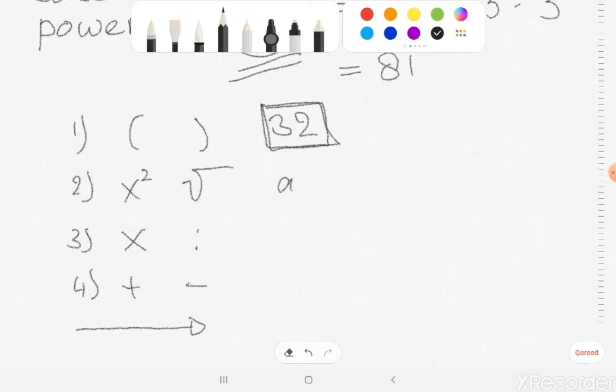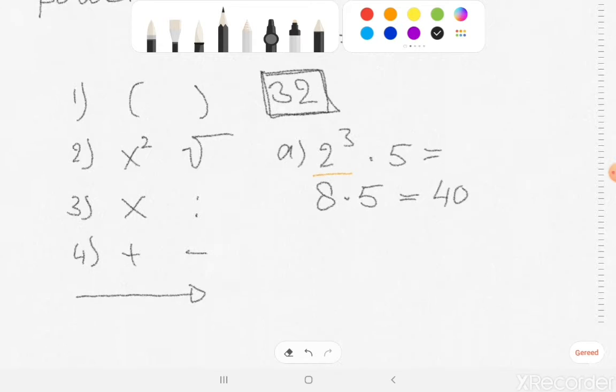So if you look at exercise 32, the first one, A, is 2 to the power of 3 times 5. First we need to do 2 to the power of 3, and please do it without your calculator. 2 to the power of 3 means 2 times 2 times 2. So that's 8. And just copy the 5 on the next line. Now what is 8 times 5? That's 40. So the answer with A is 40.